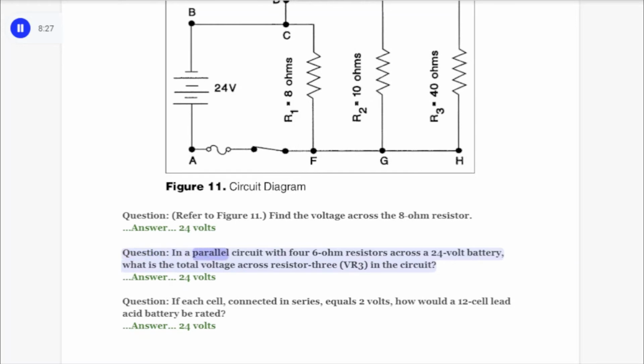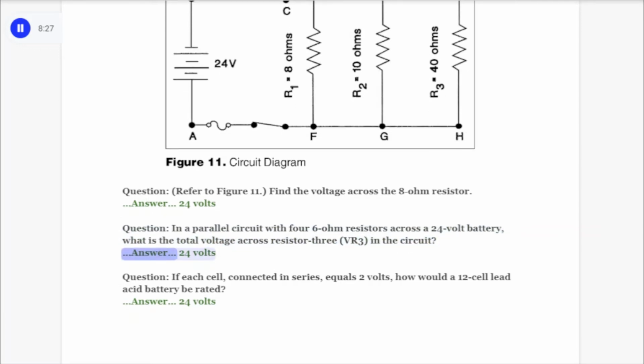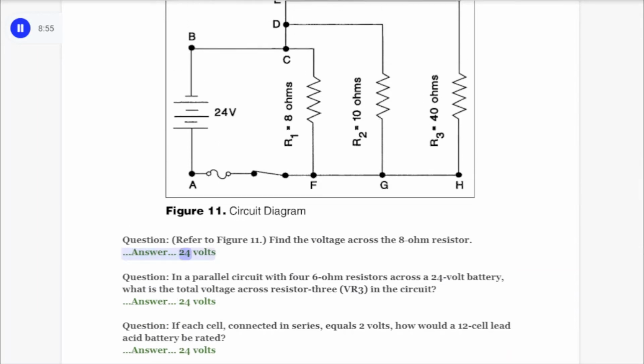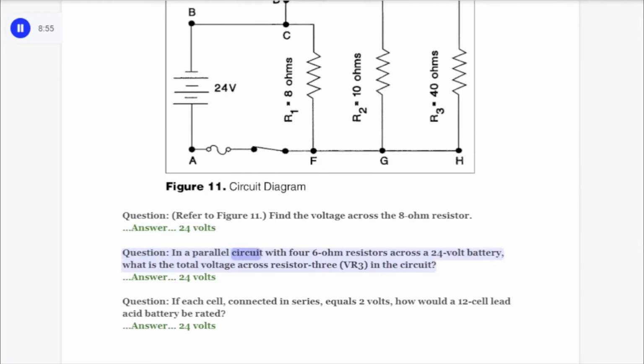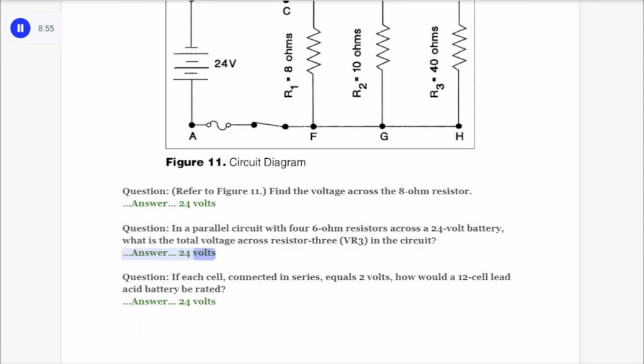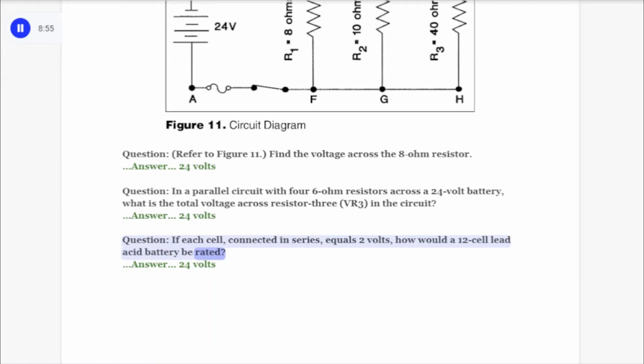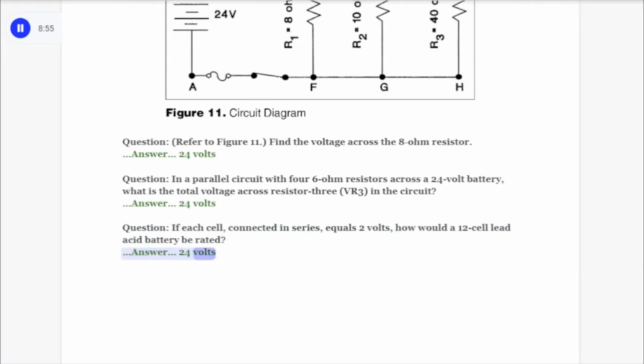Question. In a parallel circuit with 4 6-ohm resistors across a 24-volt battery, what is the total voltage across resistor 3, VR3, in the circuit? Answer. 24 volts. Question. If each cell, connected in series, equals 2 volts, how would a 12-cell lead-acid battery be rated? Answer. 24 volts.